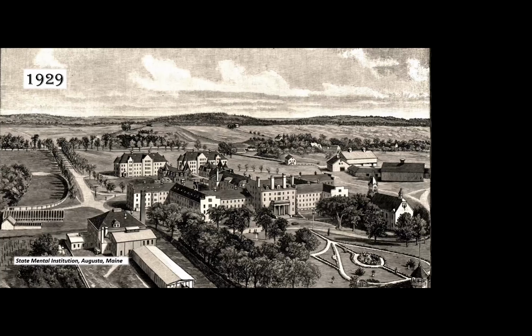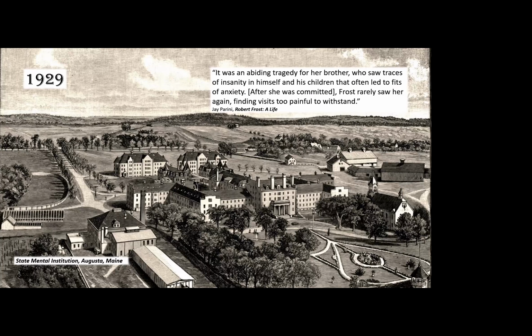Well, in 1929, Frost's sister Jeannie died in Augusta, Maine, in that state mental hospital. It was an abiding tragedy for her brother, who saw traces of insanity in himself and his children that often led to fits of anxiety. After she was committed, Frost rarely saw her again, finding visits too painful to withstand.